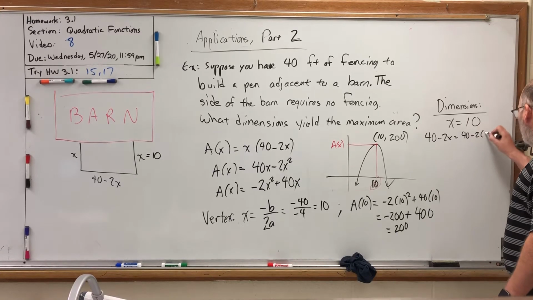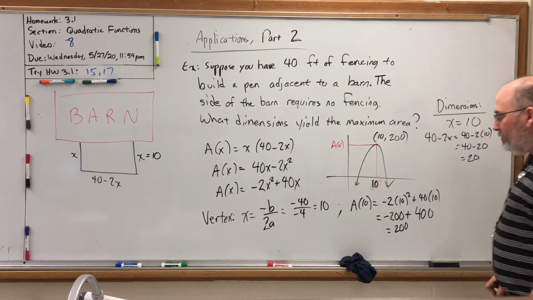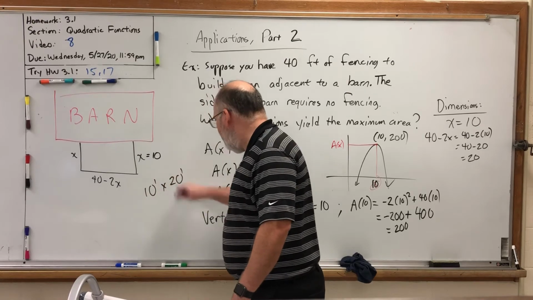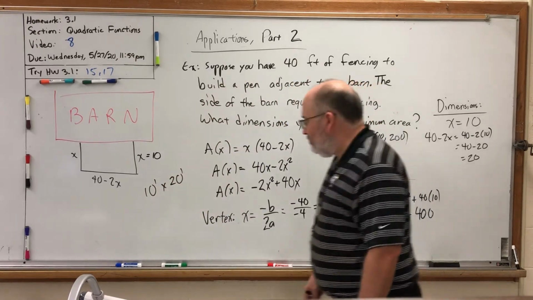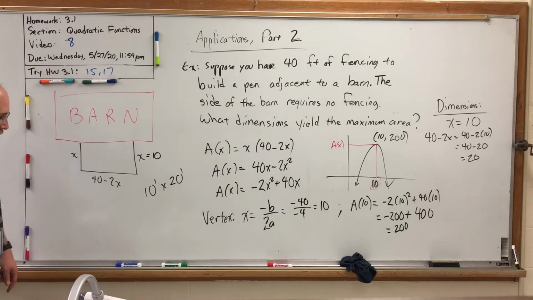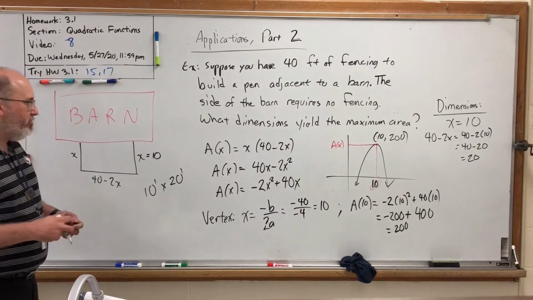40 minus 2 times 10, so 40 minus 20, which is 20. So this is a 10 foot by 20 foot pen. And because two of the sides are 10 and one of them is 20, it does add up to 40. And their product is 200, which is the maximum area, and it's the largest area we're going to get.